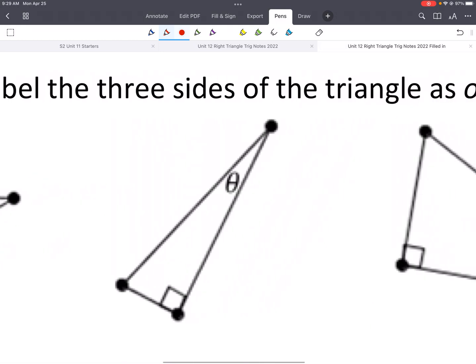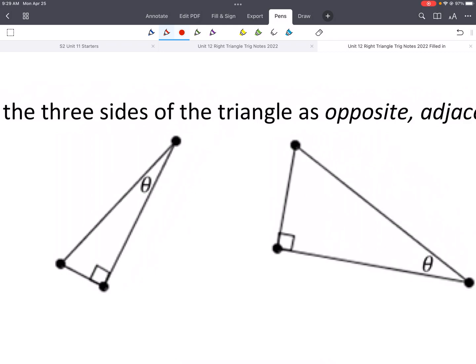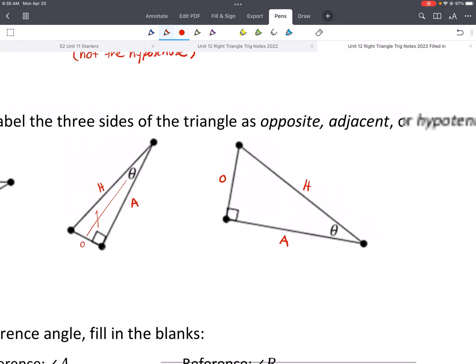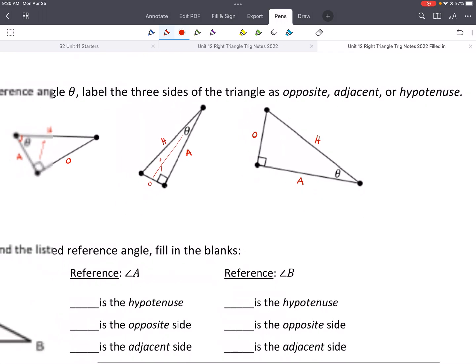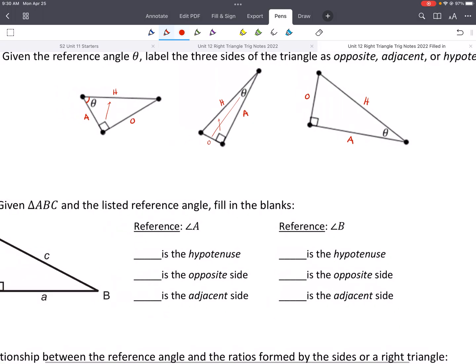All right, so why don't you pause and do these other two. Okay, so here we have our H. Again, it's across from that 90. And then we have our opposite, and then we have our adjacent. So same thing here, we have H, O, A. It's going to be important to be able to label those, because we're going to do that for every problem this unit.